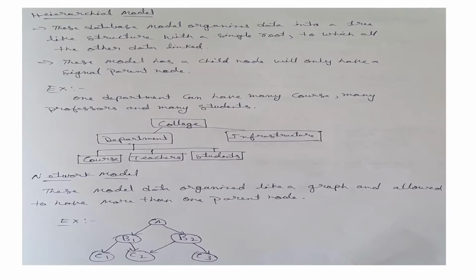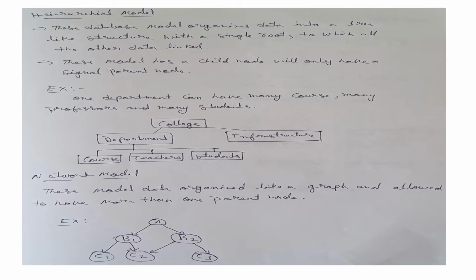Coming to the third one, hierarchical model. This database model organizes data into a tree-like structure with a single root to which all the other data is linked. Coming to the second point of hierarchical model, a child node will only have a single parent node. Example, one department can have many courses, many professors and many students. This is the diagram for the hierarchical model.